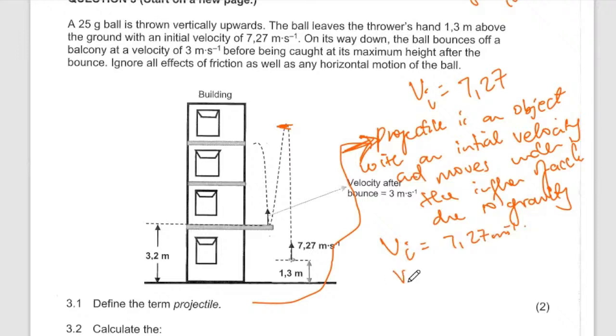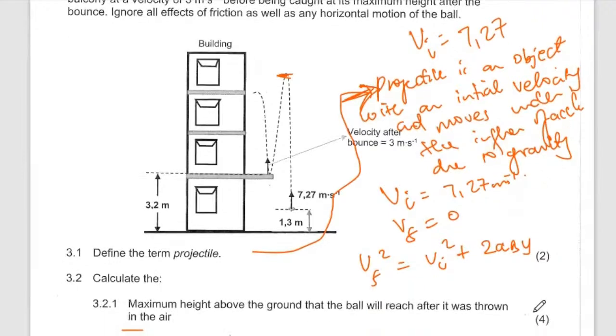Okay, so we know that at maximum height, the V final has to be 0. Then we can use the V squared formula: VF squared is equal to VI squared plus 2 a delta Y. Since the ball was thrown upwards, I'm going to take upward as negative and downward as positive. So 0 squared is equal to VI, which is 7.27 squared, plus 2 times a, which is now negative 9.8, times delta Y.